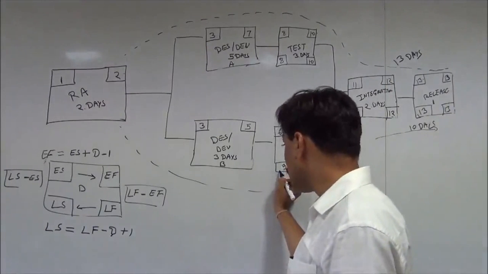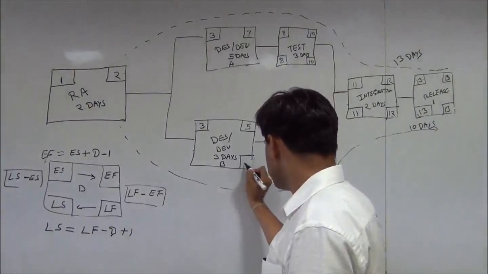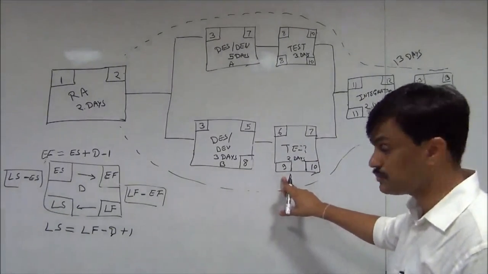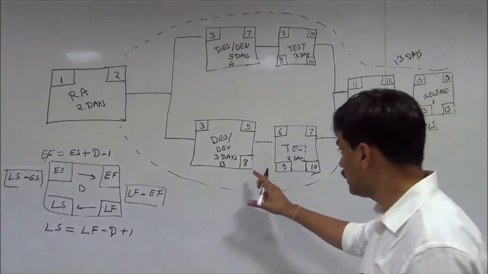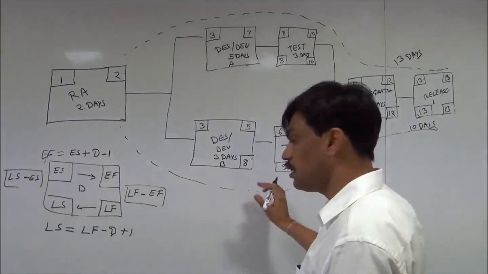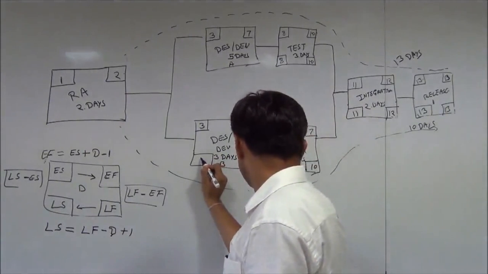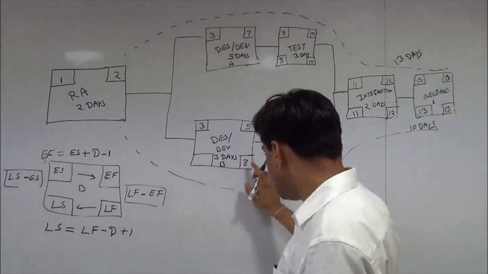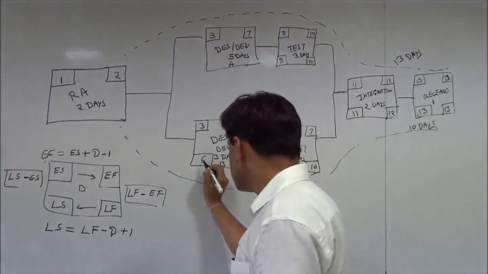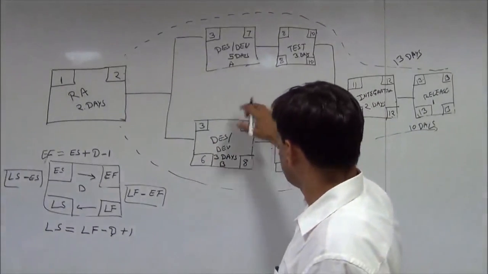Now this late start gets moved here with minus 1. So this activity must finish by day 8, because the latest it can start is on day 9. 8 minus 3 plus 1 represents 6. So this activity must start on day 6 latest.